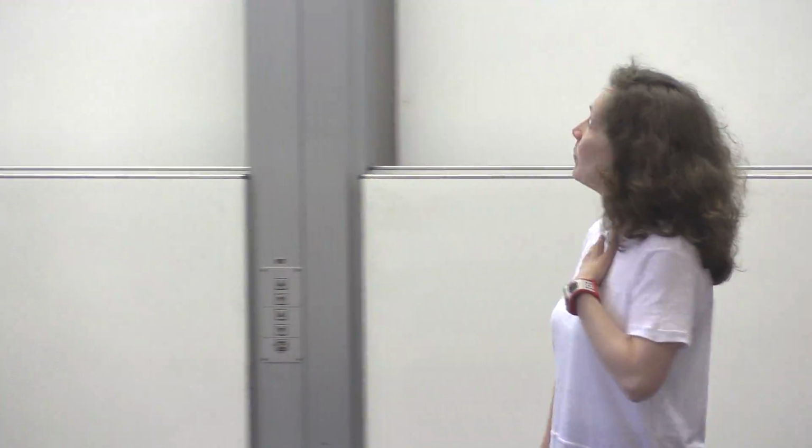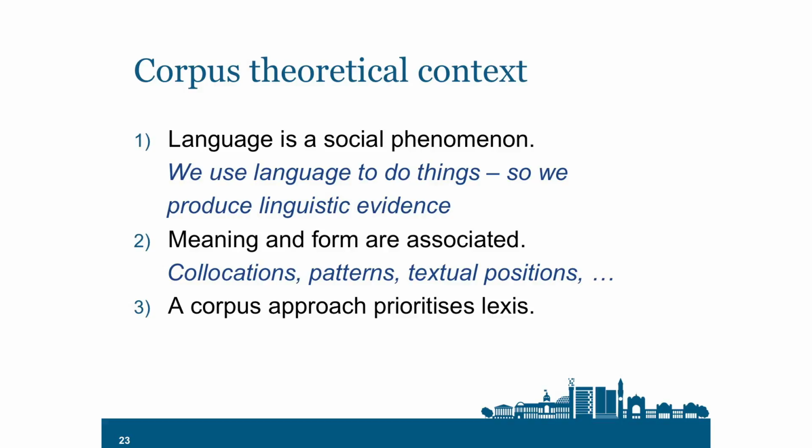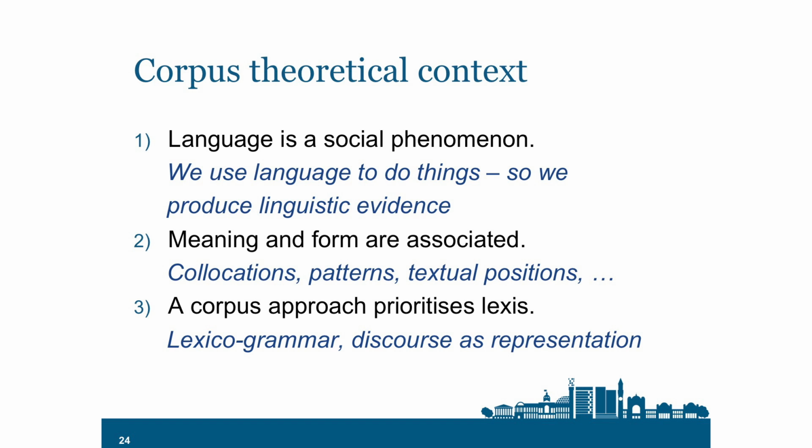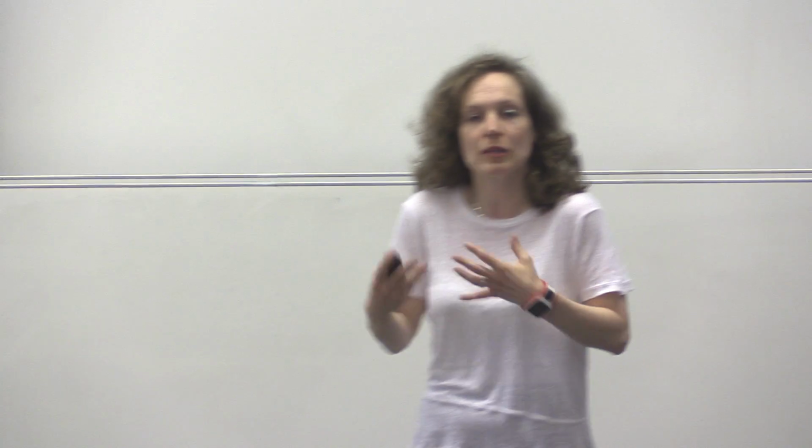If you then study them, you will find collocations, so things like eye cream or eye surgeon. You have collocations or textual patterns or relationships between lexis and textual position. And in corpus linguistics, we very often give huge priority to lexis, so where we focus on lexical grammar, or we look at discourse as representation, where we look at the terms that people use to talk about the world.